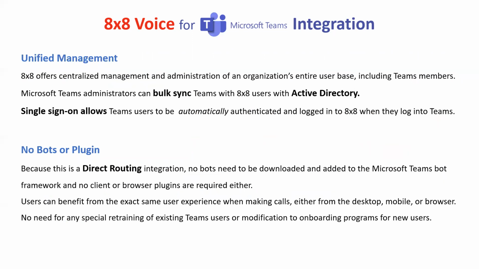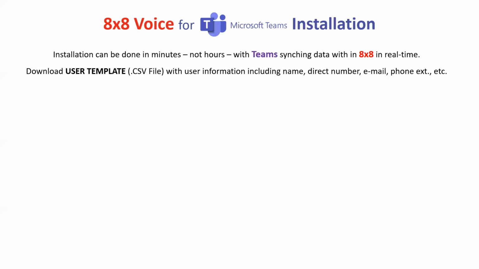Unified management: 8x8 has centralized management of the whole organization, including all the Teams members, and they can do bulk sync. When they add users, it automatically picks them up in Active Directory. There's a single sign-on, which is really easy for users to get authenticated, logged in, and get to work. Now, there are no bots or plugins with direct routing, so you don't have any squirrelly stuff going on. It's just a clean integration. Users get the exact same experience making calls from desktop, mobile, or browser. So it's easy on the users, with no need for special training. It's really slick and works out really well.